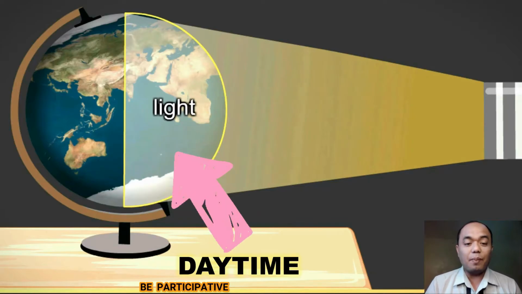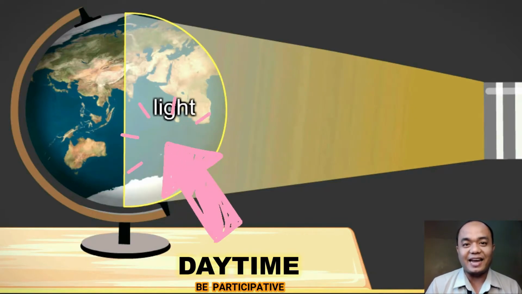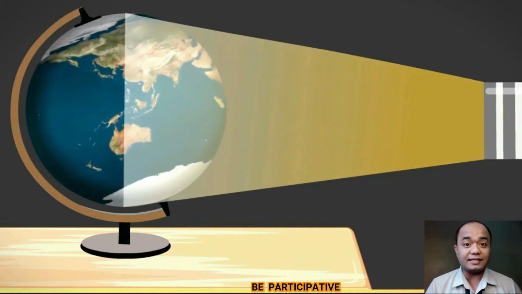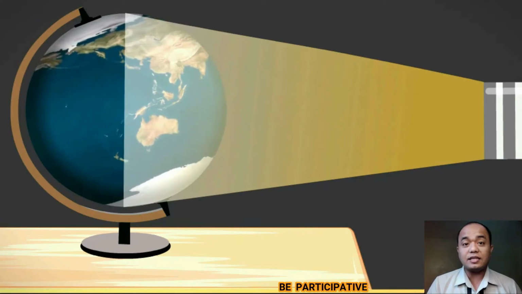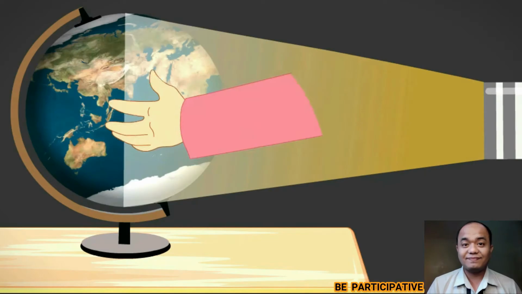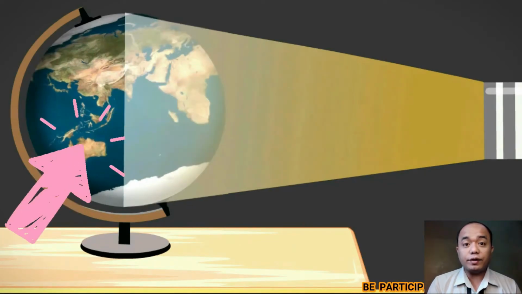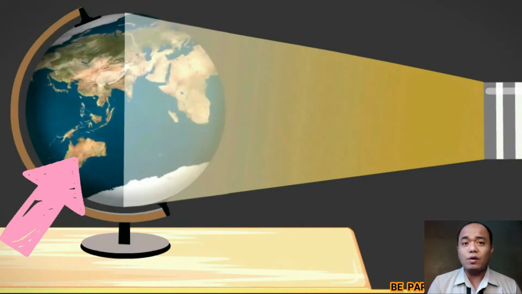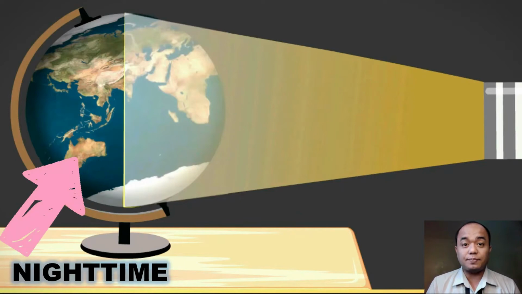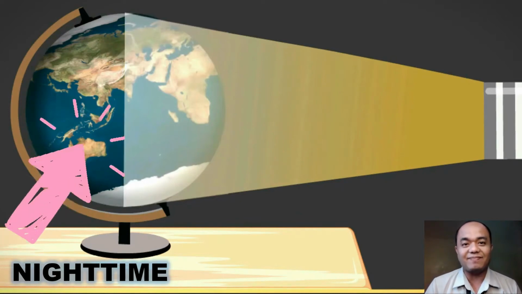Very good! The part of the earth that receives light will experience daytime. Now, what would happen to the parts of the earth not receiving light? Ano kaya yung mangyayari sa parte ng mundo na hindi nakakakuha ng ilaw? This part of the earth would not receive light. And what do you think will this part experience? Very good. It will experience nighttime.